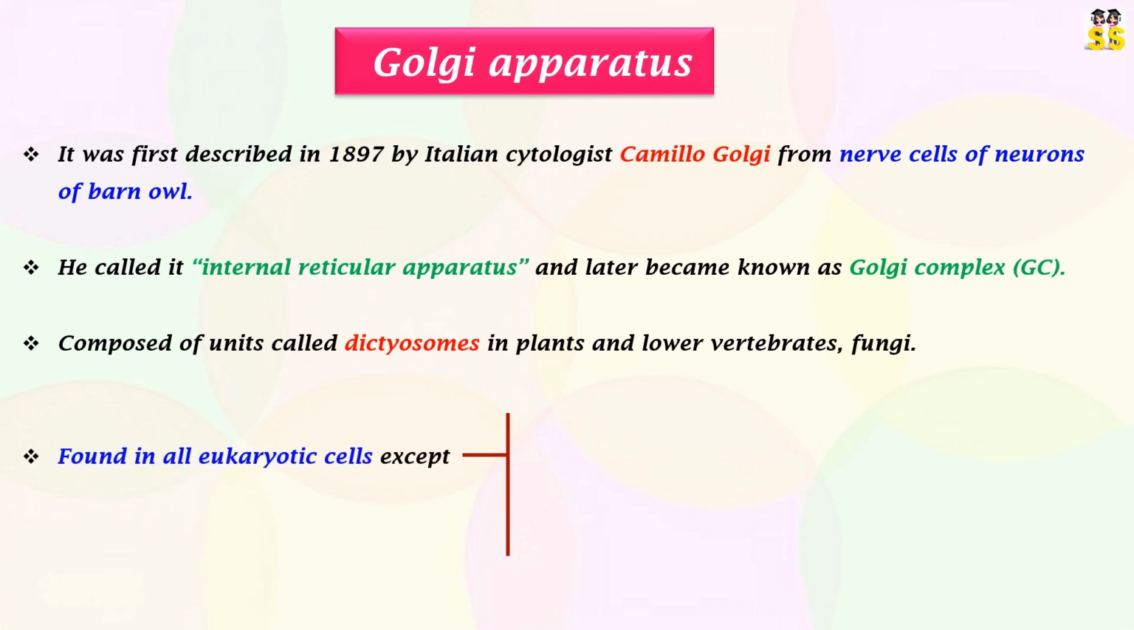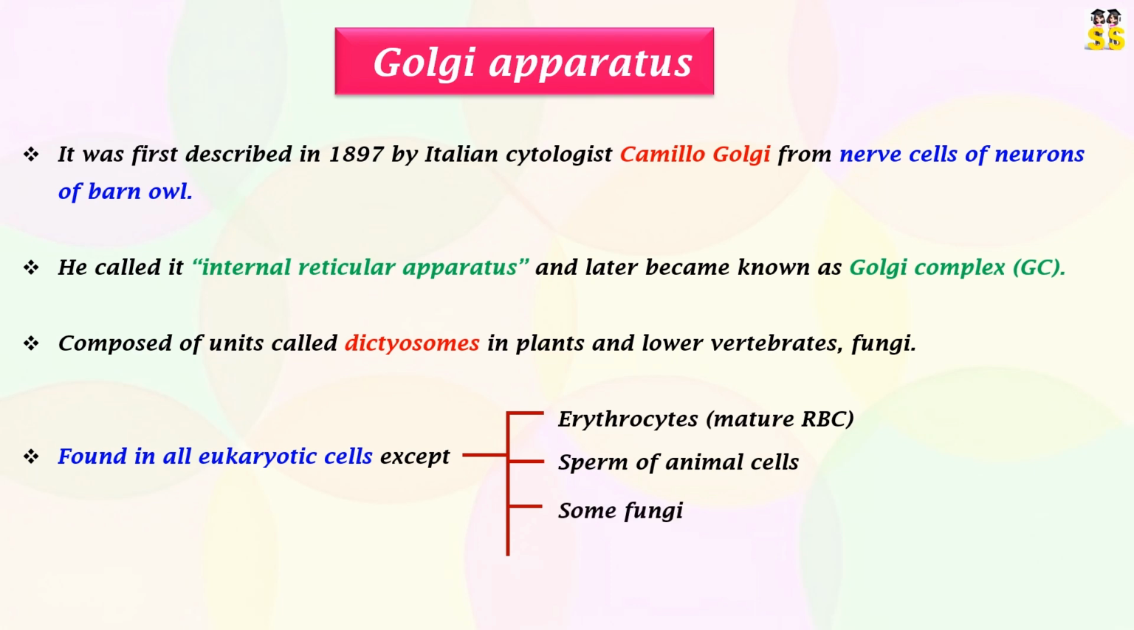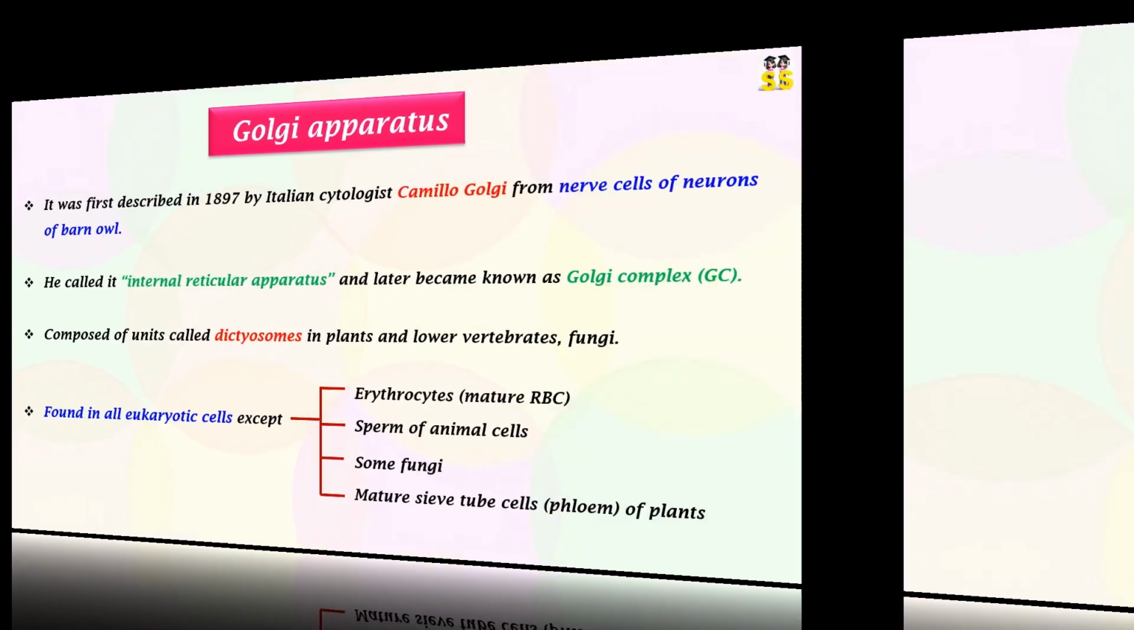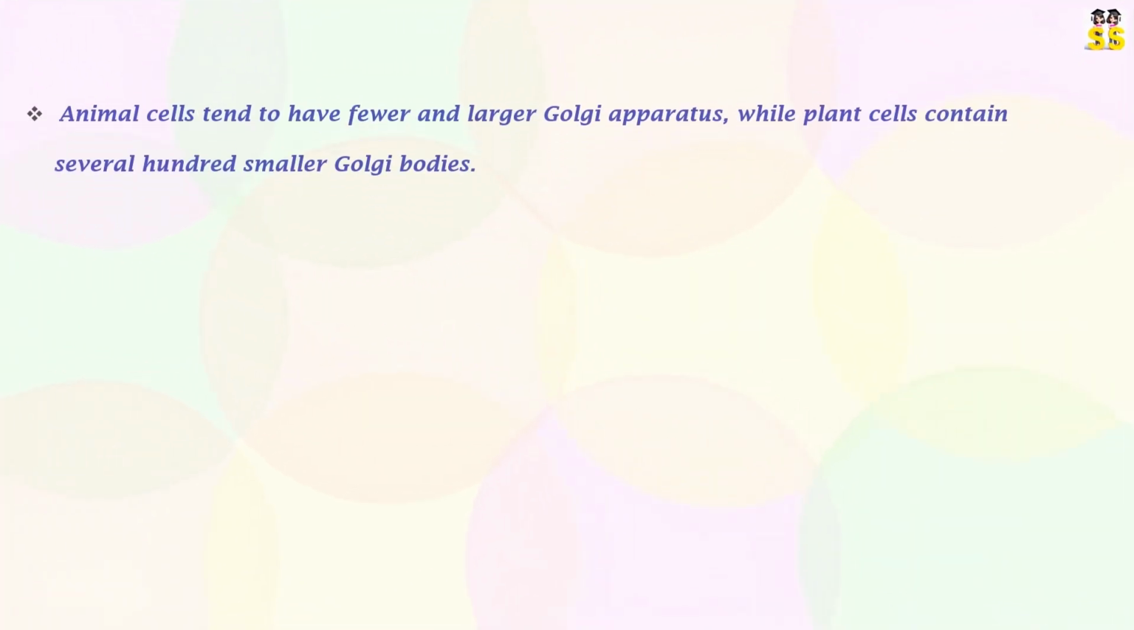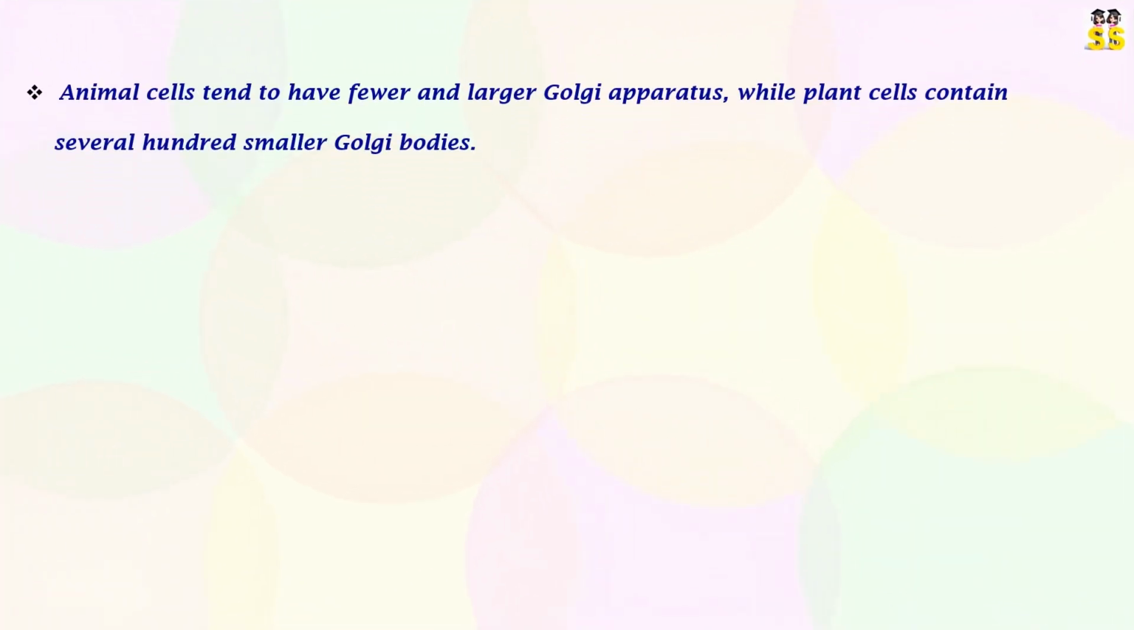Golgi complex is found in all eukaryotic cells except erythrocytes, which are the mature RBC, sperm of animal cells, some fungi, and mature sieve tube cells of plants. Animal cells tend to have fewer and larger Golgi apparatus, while plant cells contain several hundred smaller Golgi bodies.